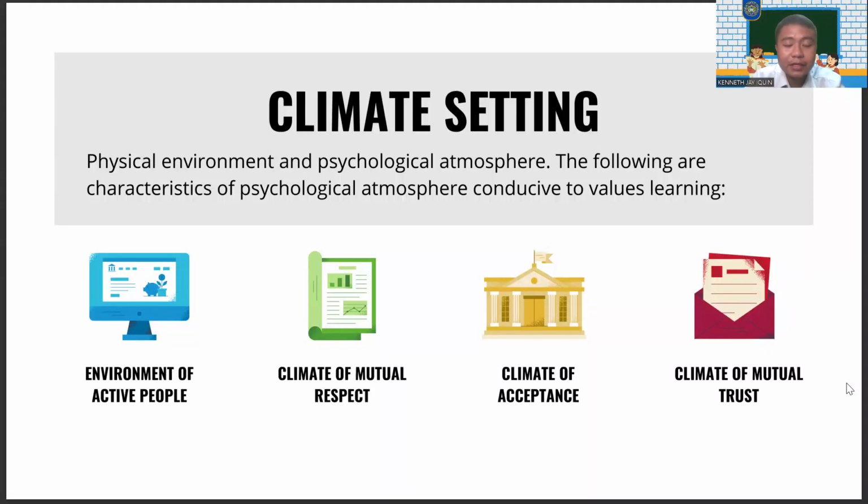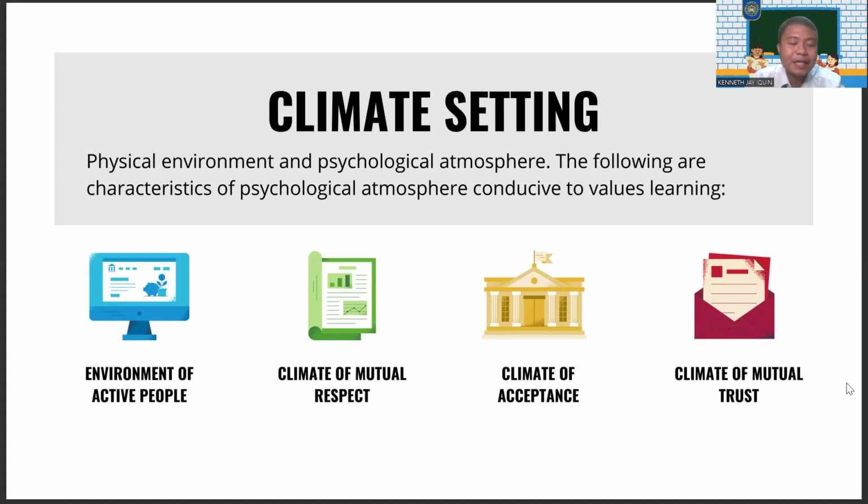Third is a climate of acceptance. Accepting a person means that he or she can be him or herself and hold his or her beliefs. Fourth, or letter D, is a climate of mutual trust. When people end up feeling trust in themselves and in others, students learn more from those whom they trust. These are the other climate settings considered in providing an andragogy.